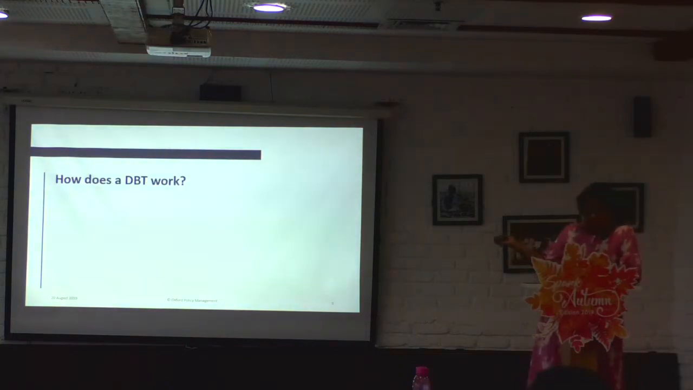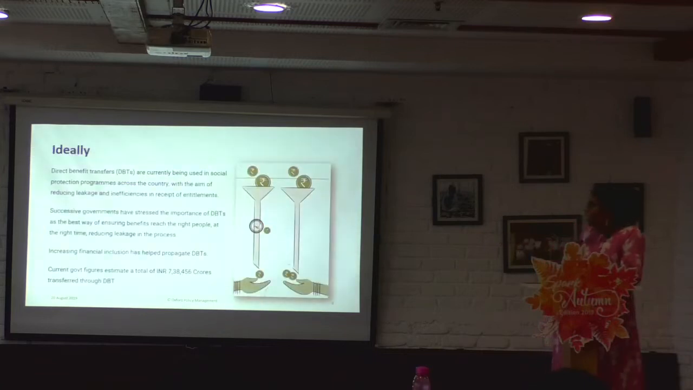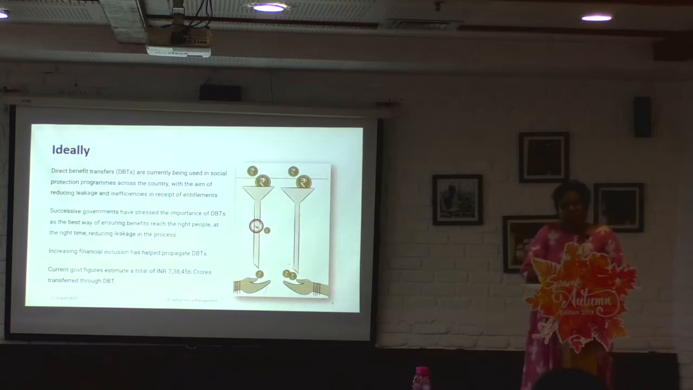So how does a DBT work? This is how ideally a DBT works. The key mechanism within a DBT is the fact that an entitlement that a citizen has is transferred directly from the government's account to the beneficiary's account. And thereby you're removing middlemen and middlewomen out of the system and reducing avenues for corruption within the system.